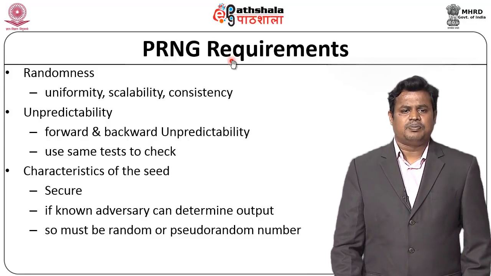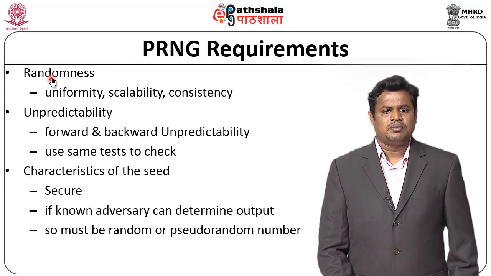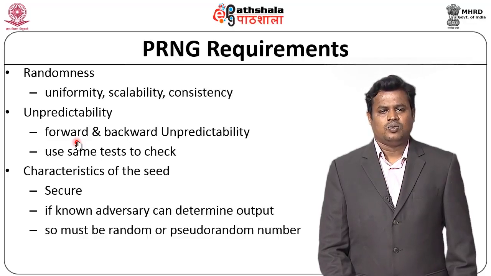As I already mentioned the properties of random numbers, here also it should have randomness, that means uniformity, scalability and consistency. Unpredictability, that means it should have the property of forward and backward unpredictability. So, we cannot get either the future value or the previous value from the known value. Use the same test to check.